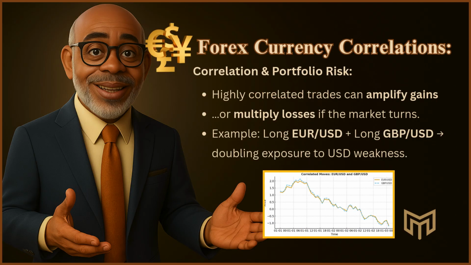Moving to the risk management department, we see how correlations affect portfolio risk. Multiple positions with high correlations can either amplify gains or multiply losses, depending on the market direction. For example, if you go long on both the euro over the US dollar and the British pound over the US dollar, you're essentially doubling your exposure to US dollar weakness. If the dollar strengthens instead, both positions will likely lose at the same time.